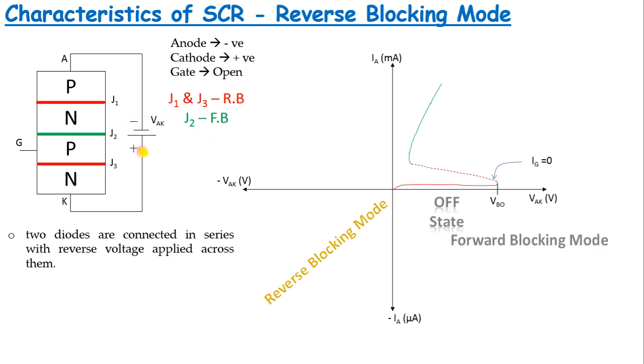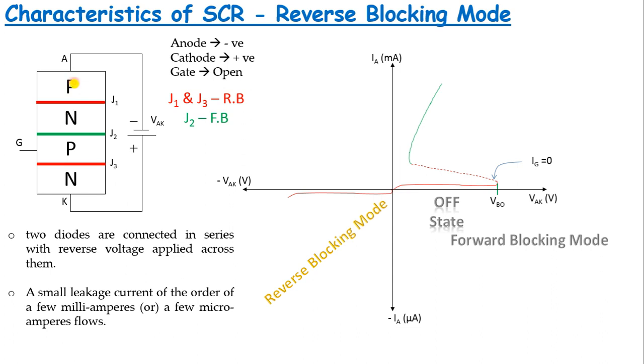Now we can see what will happen if you increase this VAK voltage. Here we reverse the polarity of VAK, hence the voltage is applied in the reverse direction. So you can keep on increasing the VAK voltage in the reverse direction, that is, the negative direction. If you increase the VAK voltage from 0 onwards in the negative direction, then a small leakage current of the order of a few milliamperes or a few microamperes will flow from anode to cathode.